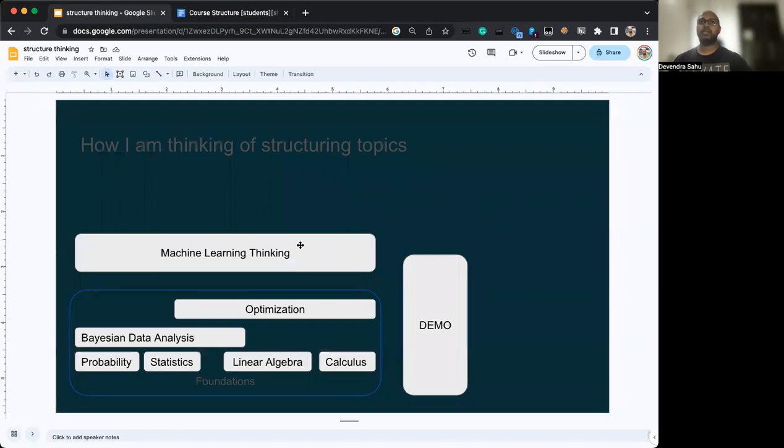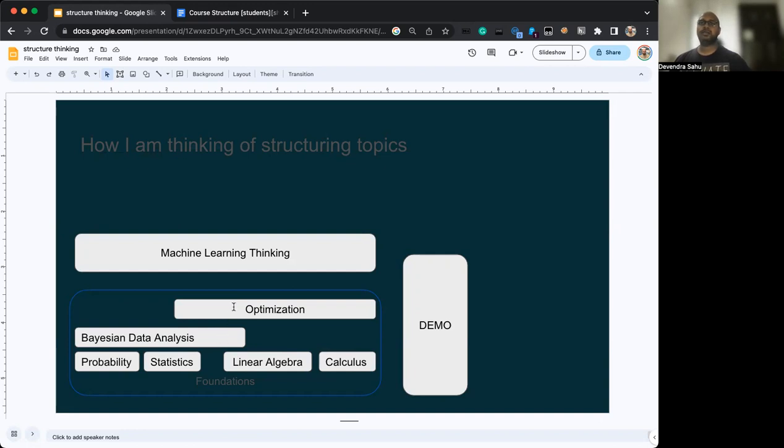So how I was thinking about the course was first to build the foundation. And while building the foundation, we'll first look at probability and statistics. And then we'll spend some time on Bayesian data analysis. Then we'll cover linear algebra and calculus. And Bayesian data analysis might overlap with this, but we'll spend a lot of time on Bayesian data analysis, maybe a couple of months.